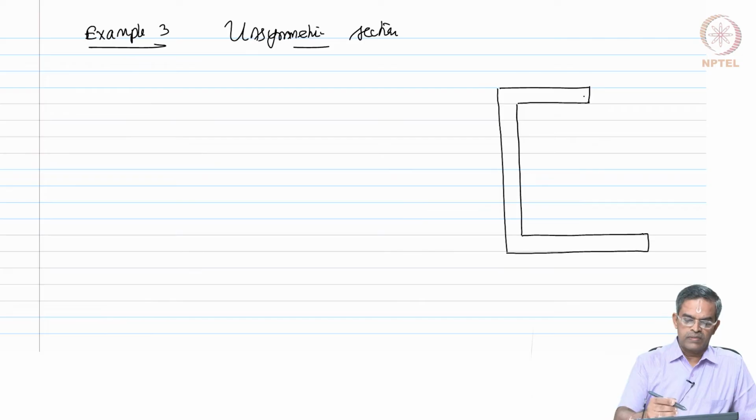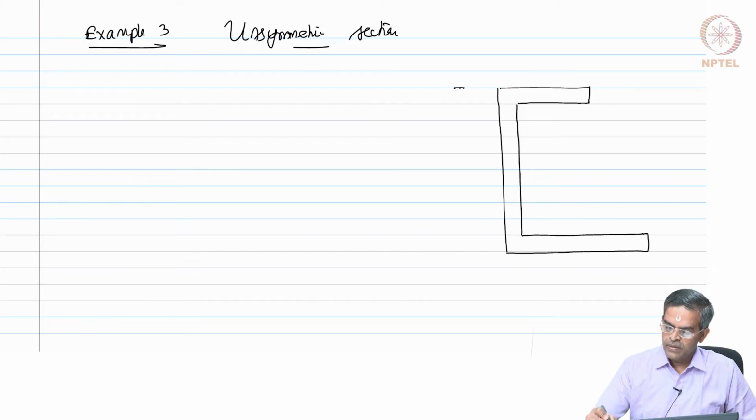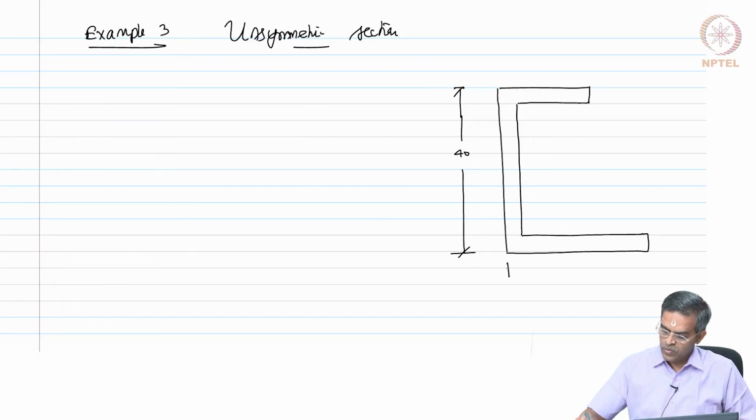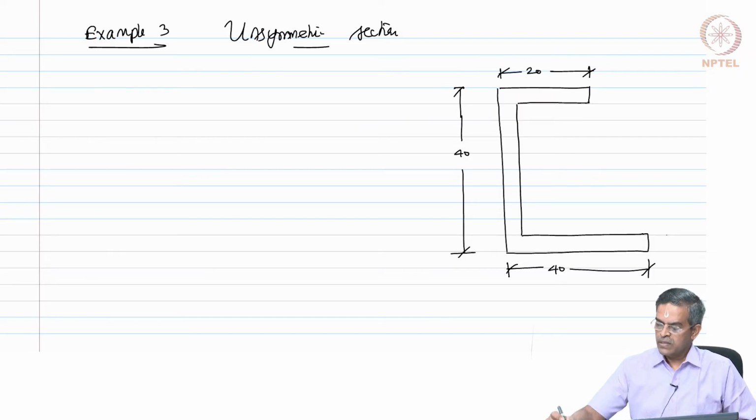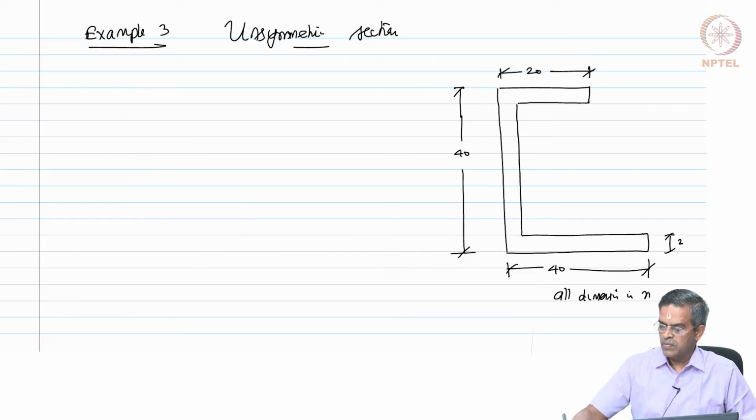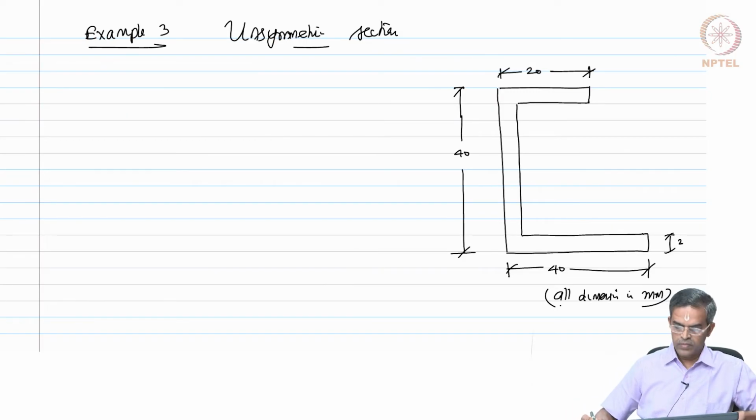Let us mark the dimensions of the section. Let us say this is 40, this is also 40, and this is 20. The section has a uniform thickness of 2, all dimensions are in millimeters.